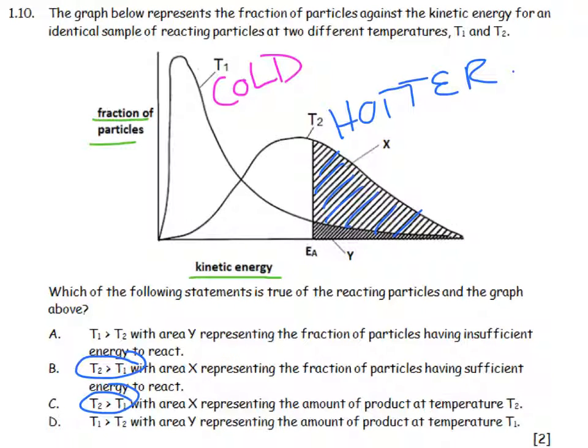Then what's this shaded region? The activation energy is the amount of energy, and all the particles on this side of the activation energy have enough energy to react. At the colder temperature, as you can see, actually it's very few. But at the hotter temperature, lots of them are able to react. So the area X, yes, represents the fraction of particles that have enough energy to react, because they have more energy than the activation energy. So B is your correct answer.